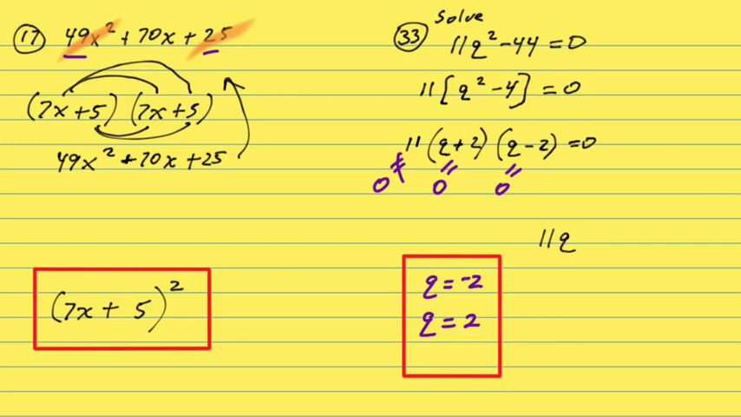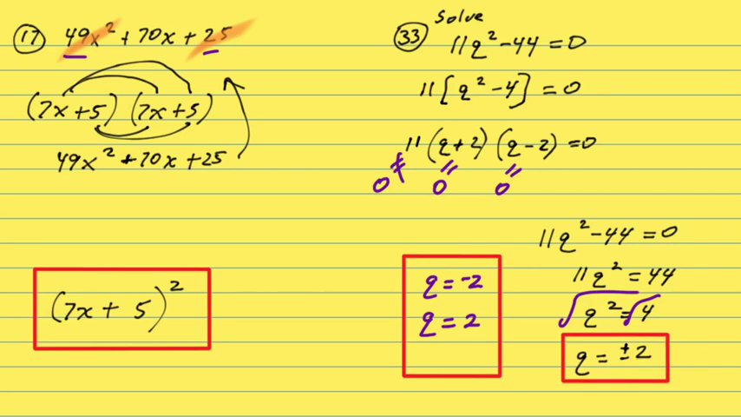Now, a lot of people are going to take the short way. You're going to add 44. You're going to divide by 11. And then to get rid of a square, you take the square root. But a lot of you will forget to put a plus or minus. If you take a square root and you see an equal sign in an equation, you have to put plus or minus.